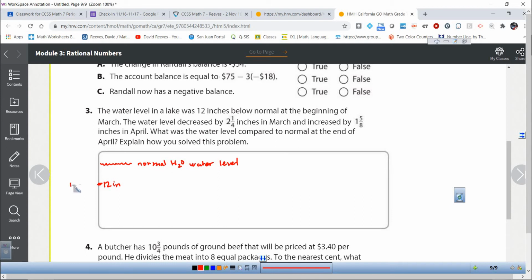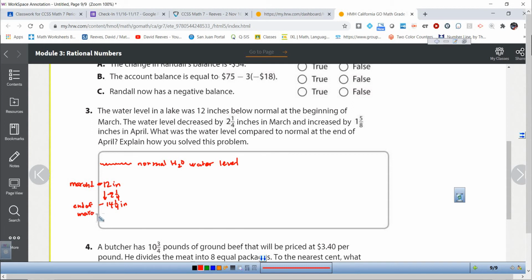Okay, so it was 12 inches below normal, so it's at negative 12 inches at the beginning of March. This is March 1. It's at negative 12 inches. All right, then it goes down 2 1/4 inches. So if it goes down 2 1/4 inches and it was 12, well, now where are we at? Now we're at negative 14 1/4 inches. That's where we're at, and now we are at the end of March.